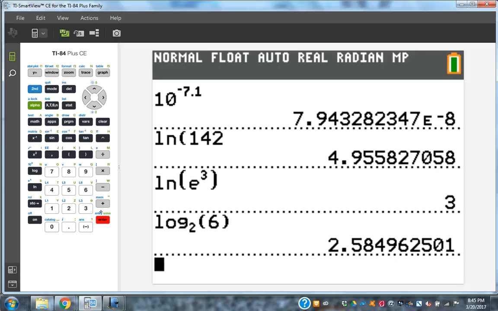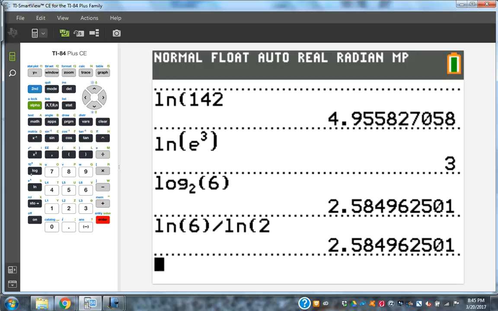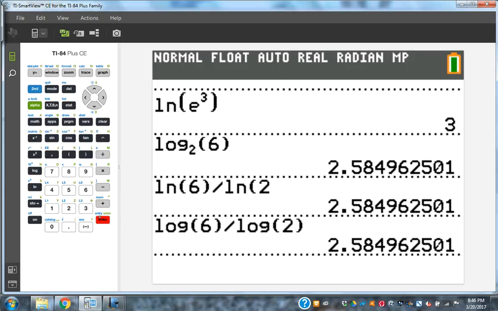So there's one way to do it. Another way would be natural log of 6 divided by natural log of 2. I didn't put parentheses in there correctly, so I got to redo it. Or I could do log of 6 divided by log of 2. Those are ways you get the same answer no matter which way you do it. So whichever way you prefer to evaluate it, if you're evaluating with the calculator, those are the ways that you can do that.